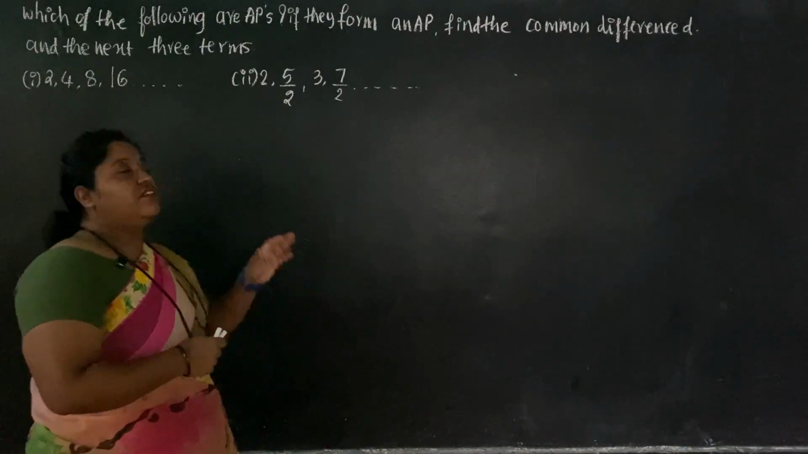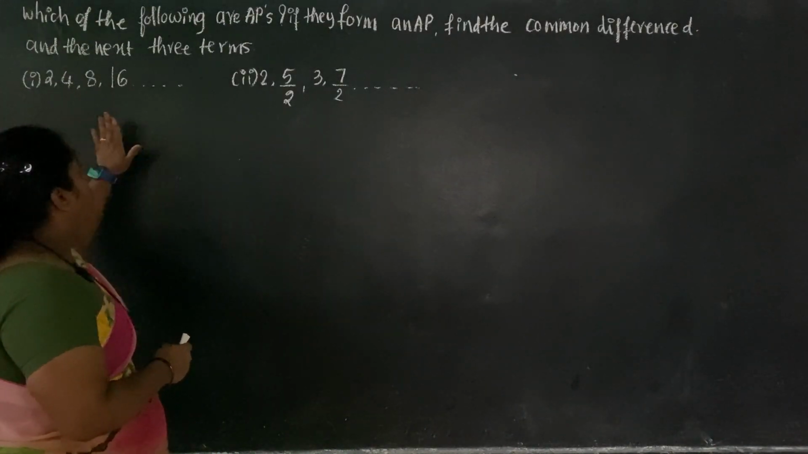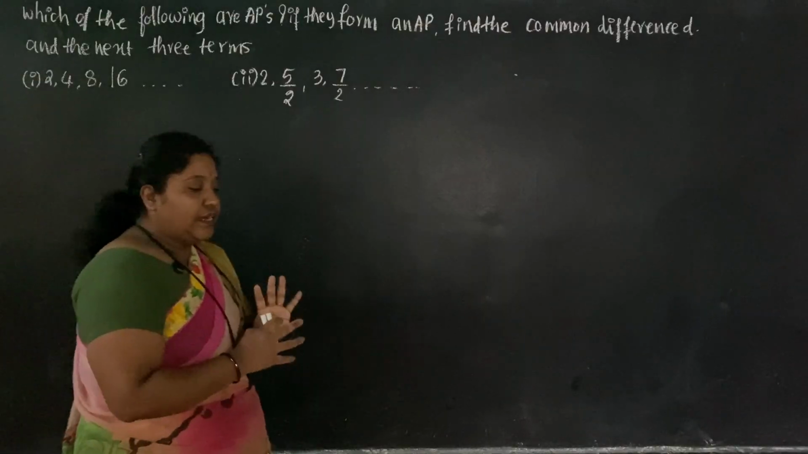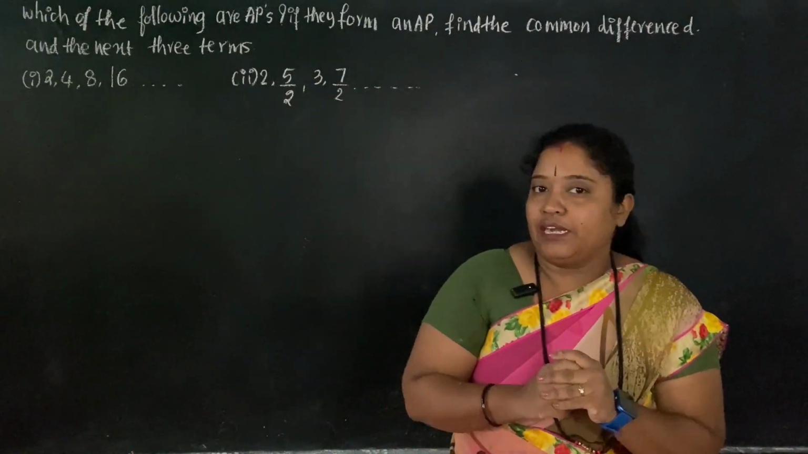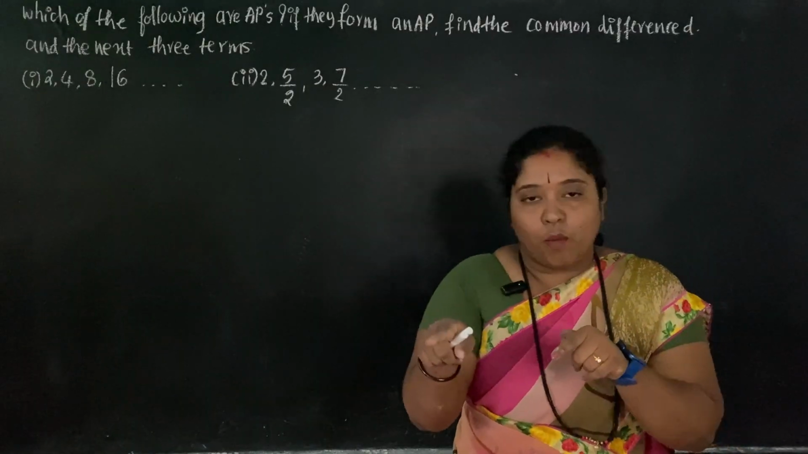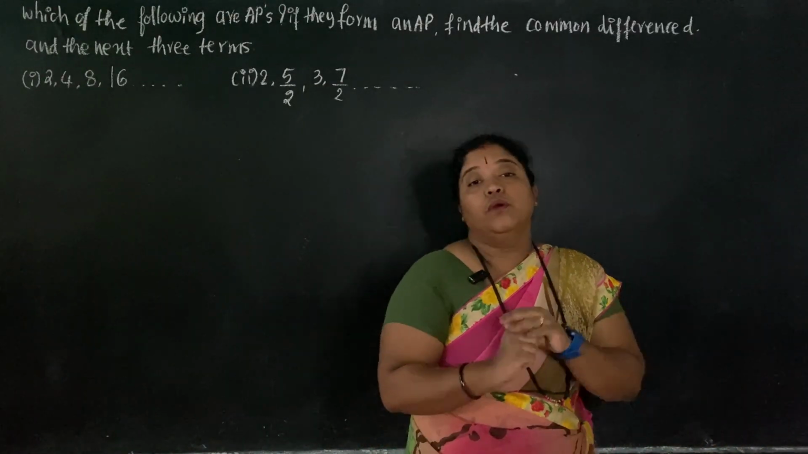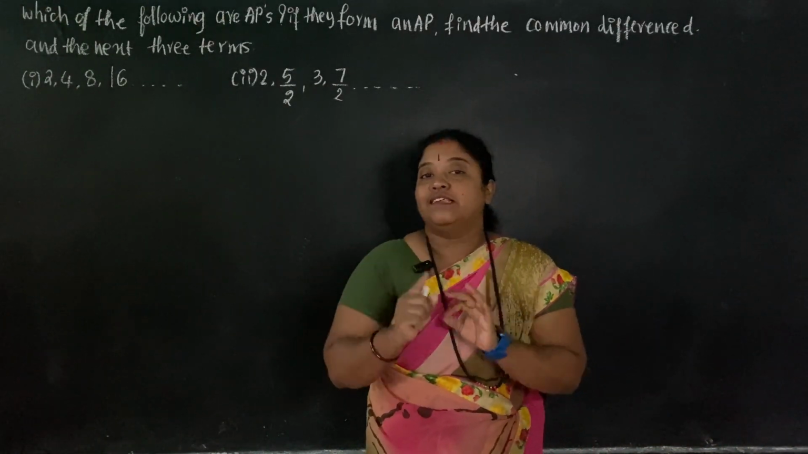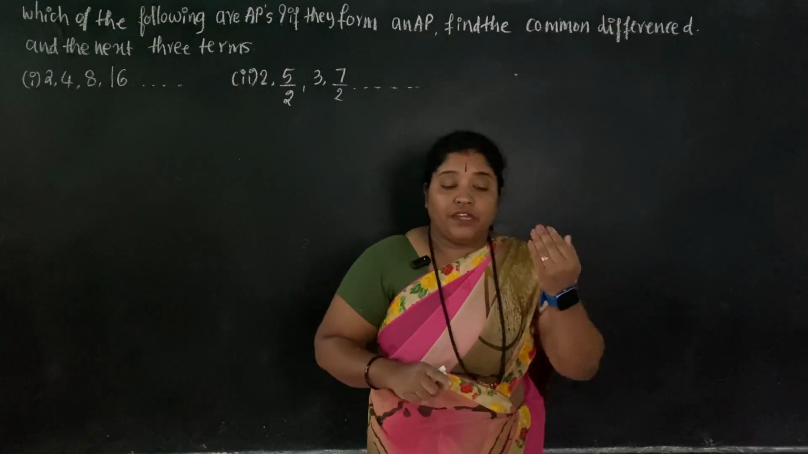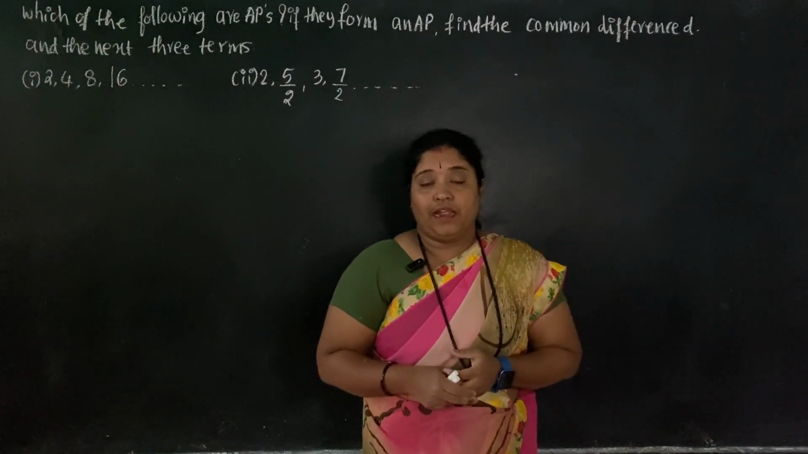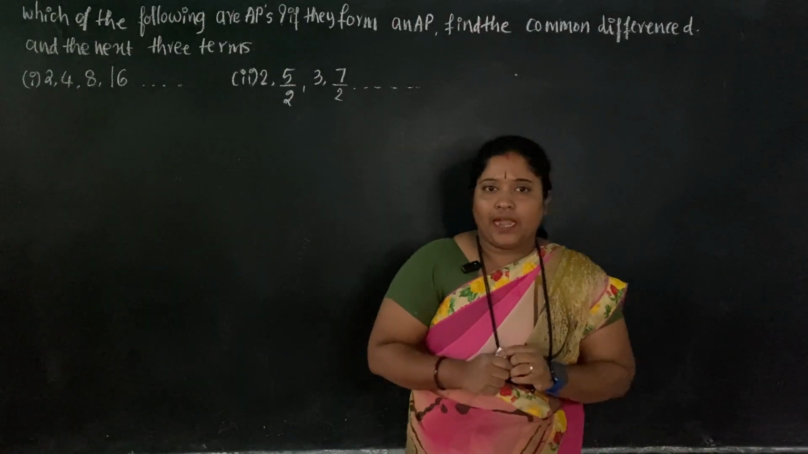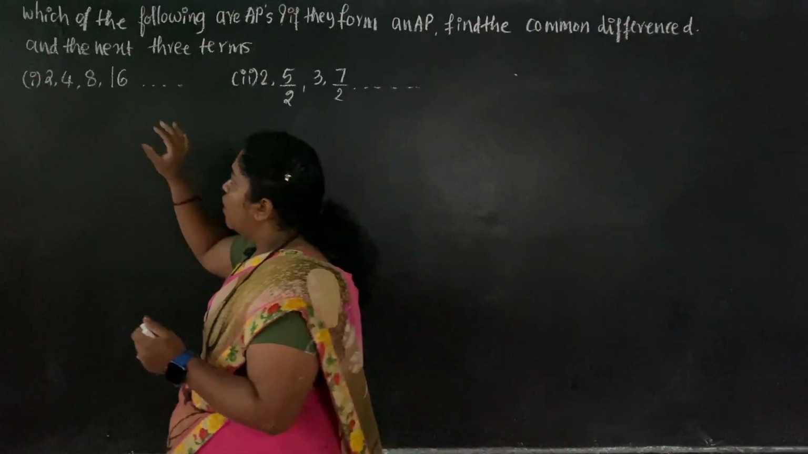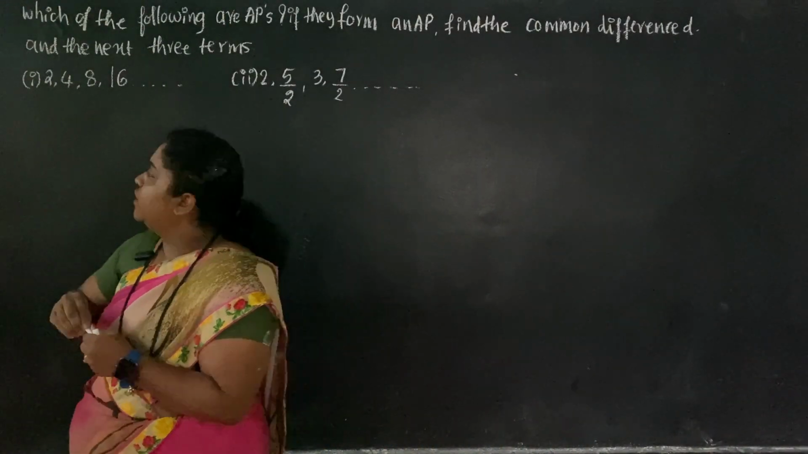What is there in the first question? 2, 4, 8, 16. Dears, when we say that something is an arithmetic progression, it has got a common difference. I clearly told you, the common difference must be the same. Whether we are going to add or subtract, the common difference must be the same. Then only it is called an AP.